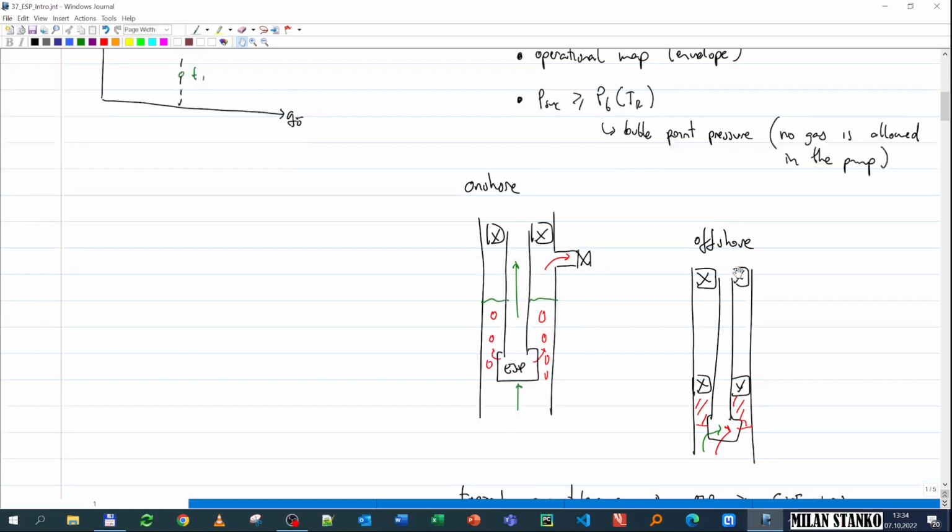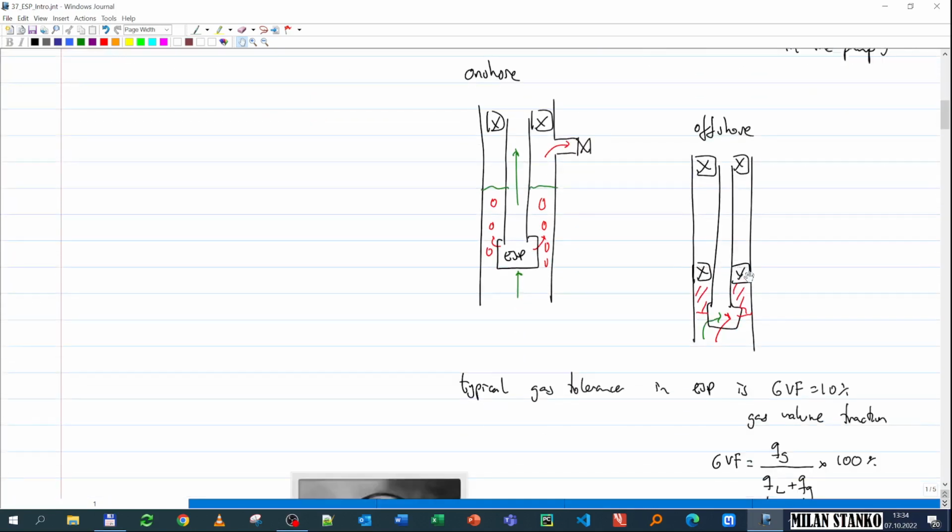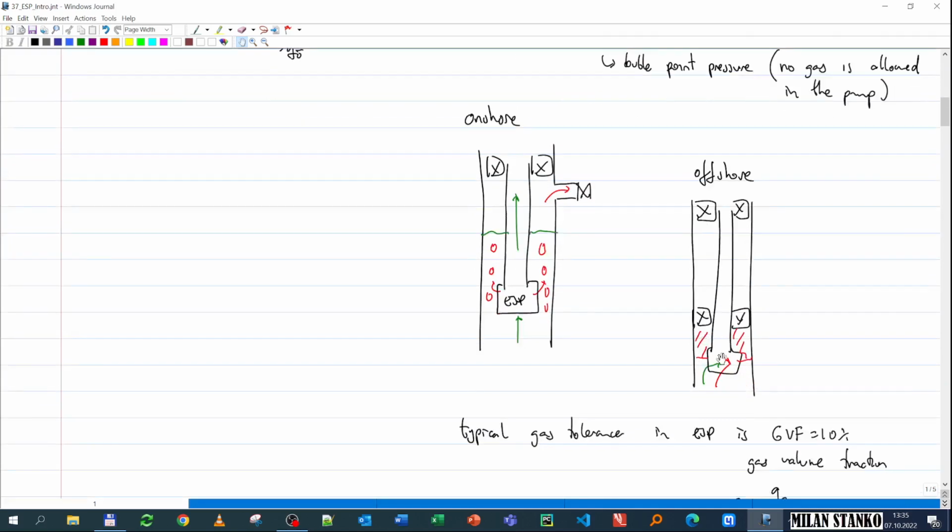However, for offshore, typically we have a packer, a bottom packer, and then all the fluid has to go through the pump. And then in that case, if I have a lot of gas and the gas separates, it might accumulate in the annulus, and then ultimately it's going to go through the pump. And that's not really very good for performance because the performance of the pump is affected very much by the amount of free gas.